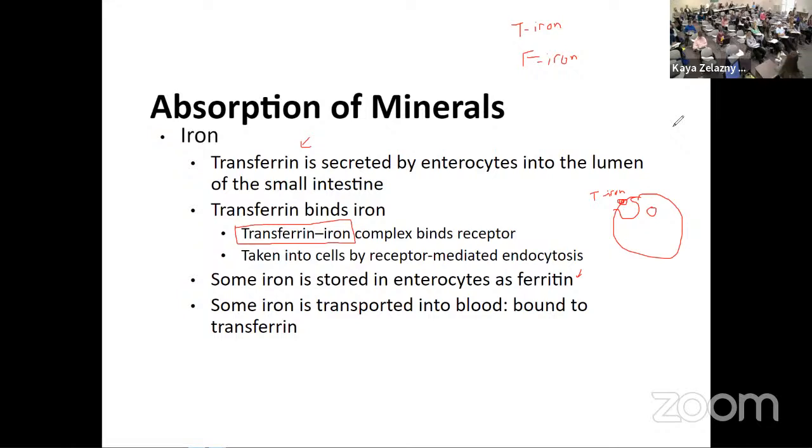Some of the iron is going to move directly into the blood. This process would happen basically on the other side of the cell as well. So it would stay as that T iron complex, that transferrin iron, but then it would move into your bloodstream, into your plasma, and get around to where it needs to go. For example, to your bone marrow to produce more red blood cells, to give them their hemoglobin.